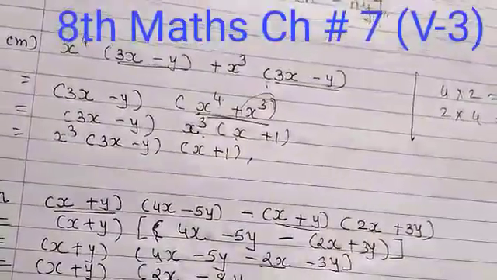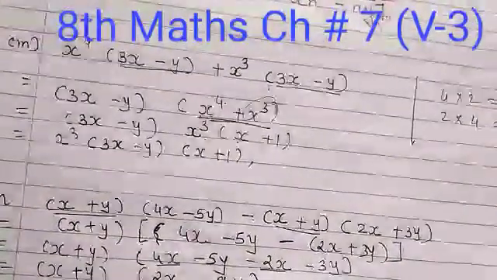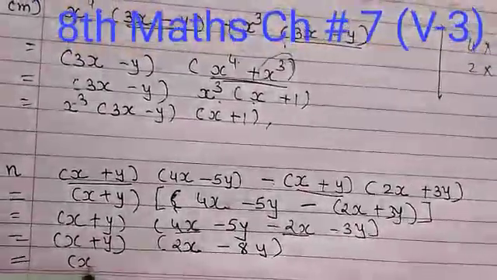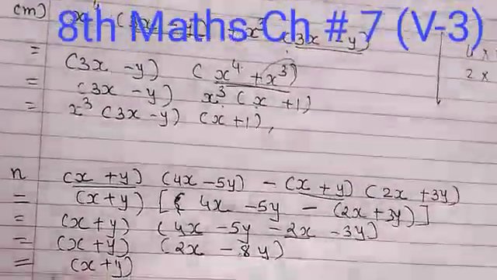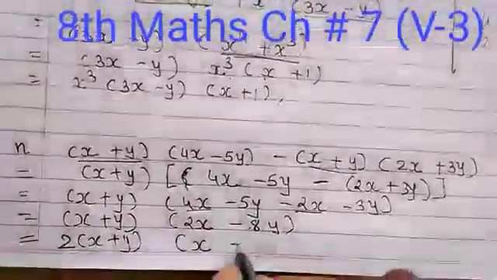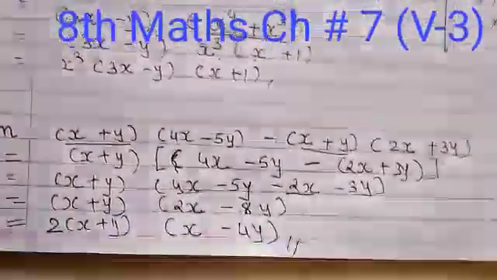Minus 5y minus 3y is equal to what? Minus 8y, right? 2 and 8 are there, so again 2 is a common factor, so we can write x plus y. 2 is common, so we are writing it over here, right, directly ahead. So what is remaining? x minus 4y. That is our answer.